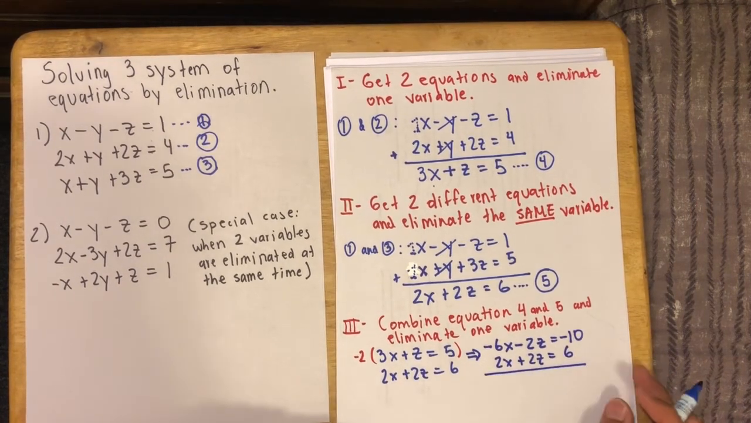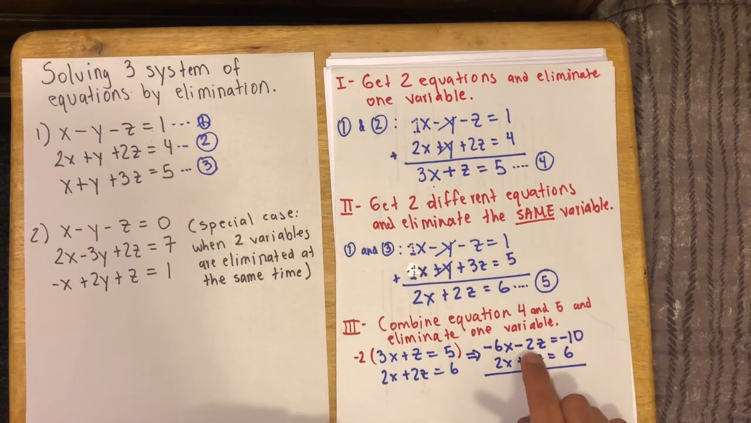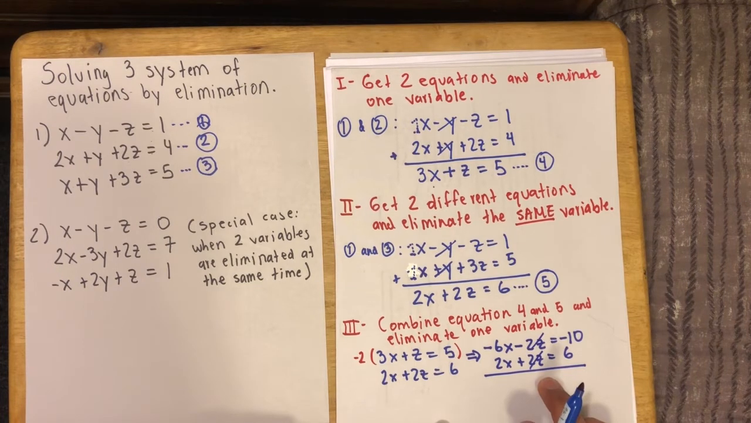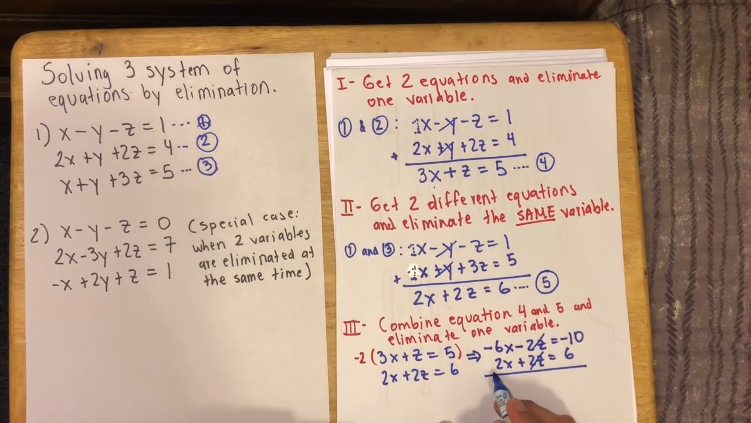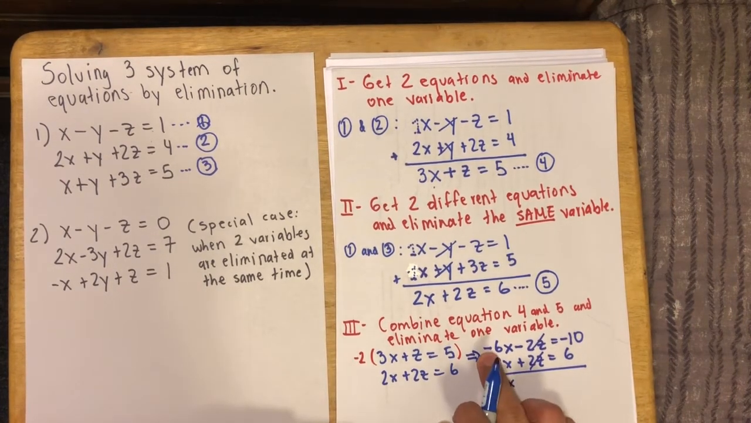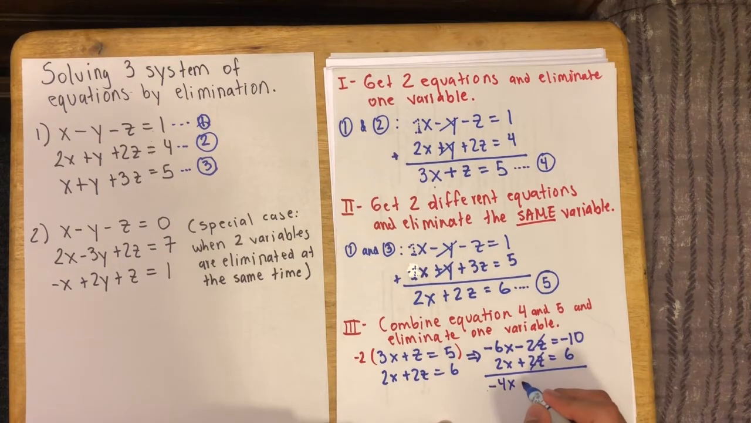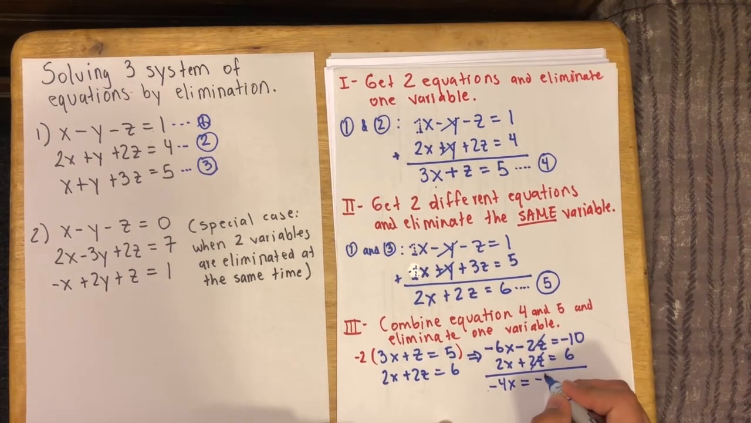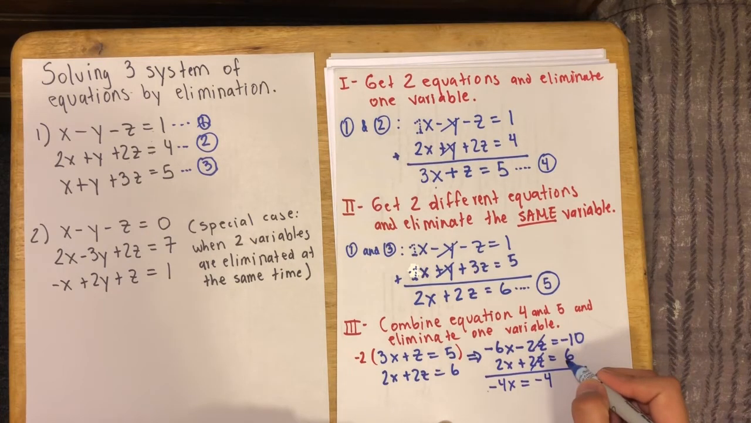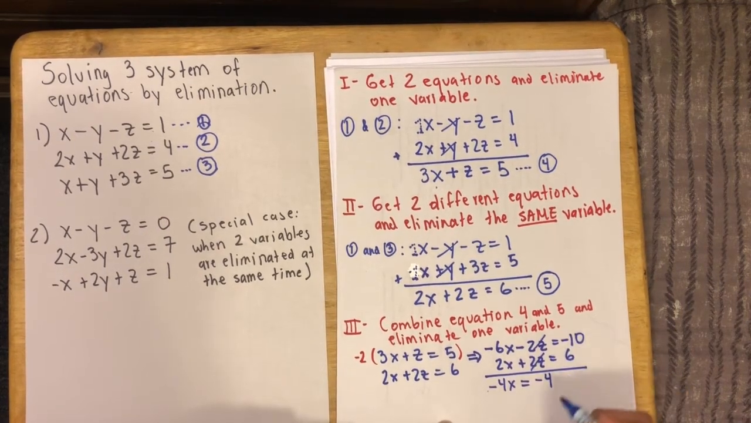So now notice, I combine them, because I have 2z here and I have minus 2z here, or negative 2z. Therefore, they will cancel or eliminate, and I'm only left with x. So negative 6x plus 2x, one negative, one positive, subtract, and keep the sign of the higher number. In this case, 6 is negative, so keep the negative, equals, and then combine these two values here. Negative 10 plus 6 will give me minus 4. Again, this is negative, this is positive, subtract, and keep the sign of the higher number.